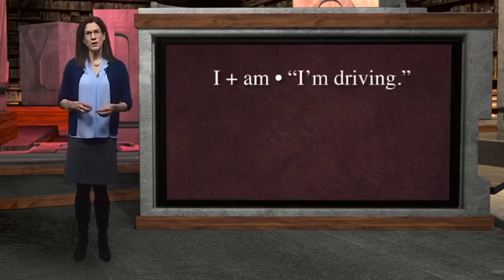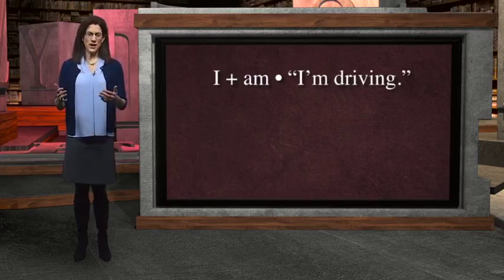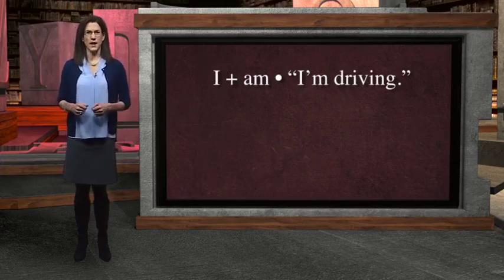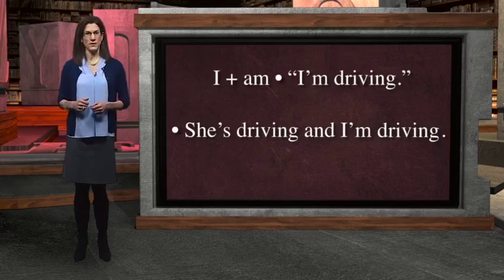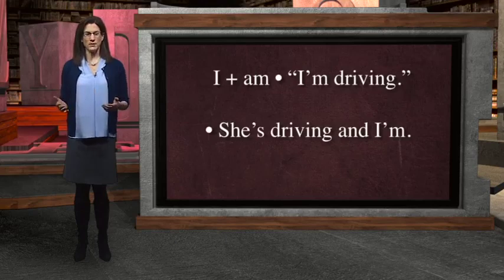Let's look at another common contraction. I plus am, as in I'm. Here's the sentence. I'm driving. Now let's coordinate that. Let's imagine that we were talking about carpools, and I said, she's driving, and I'm driving. Again, completely straightforward. Let's now try to omit the second verb. She's driving, and I'm. Clearly, we can't do that.